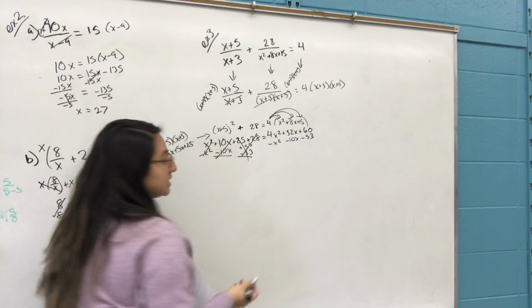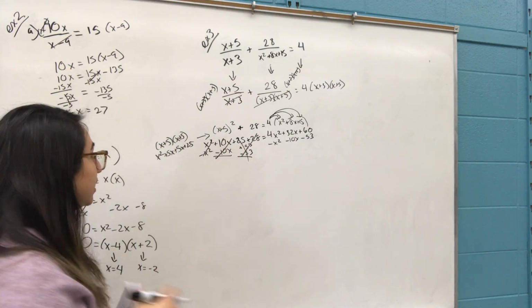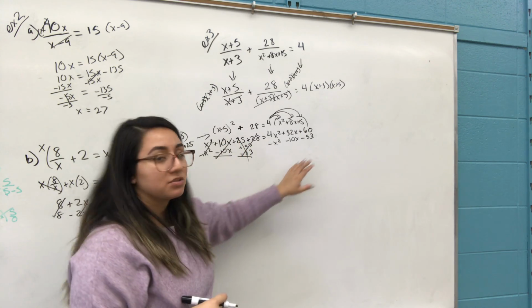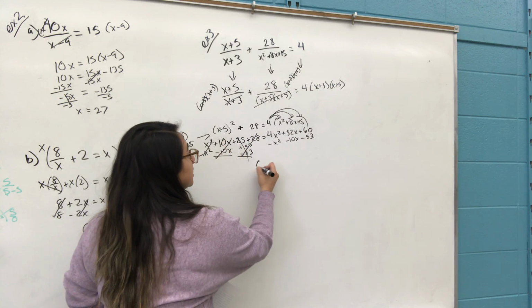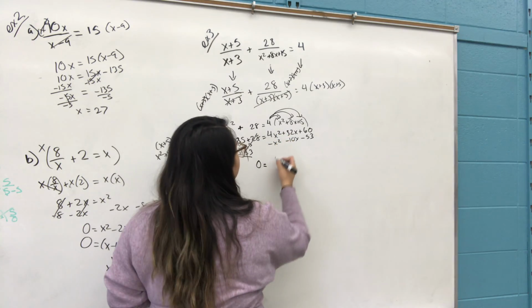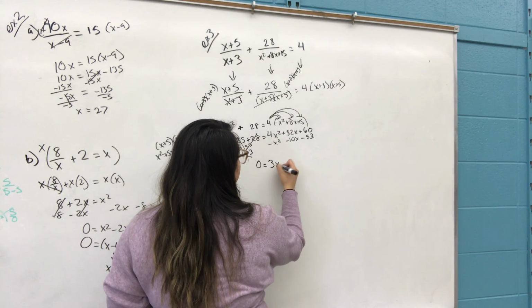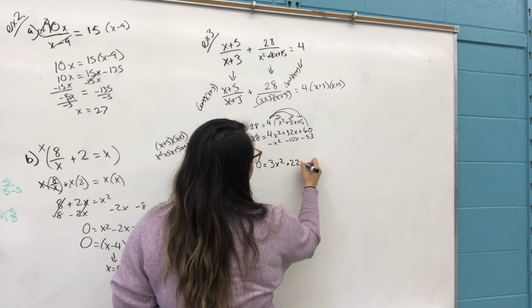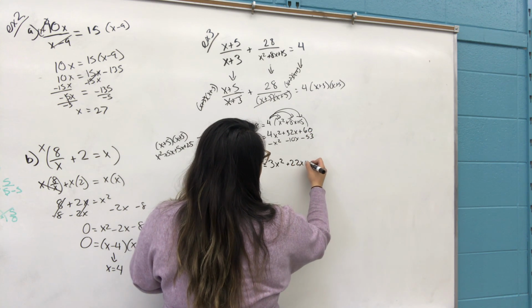So I didn't show you that step. I just kind of skipped it. I just want to get through this here. So 25 plus 28 is 53. Subtract 53 from both sides. And now this side is equal to 0. So 4 minus 1 is 3x squared. 32 minus 10 is plus 22x. And then 60 minus 53, I get plus 7.